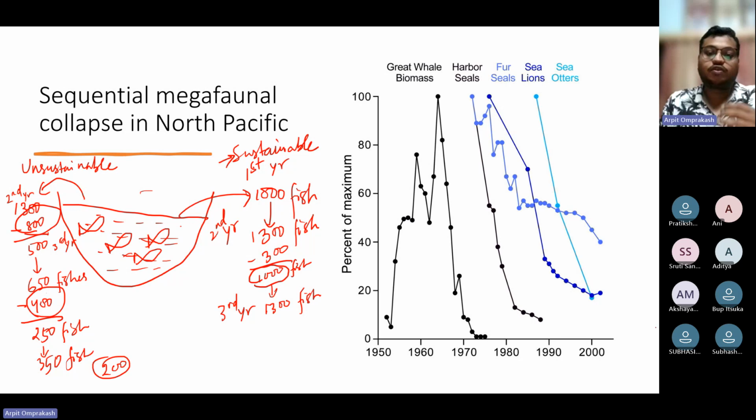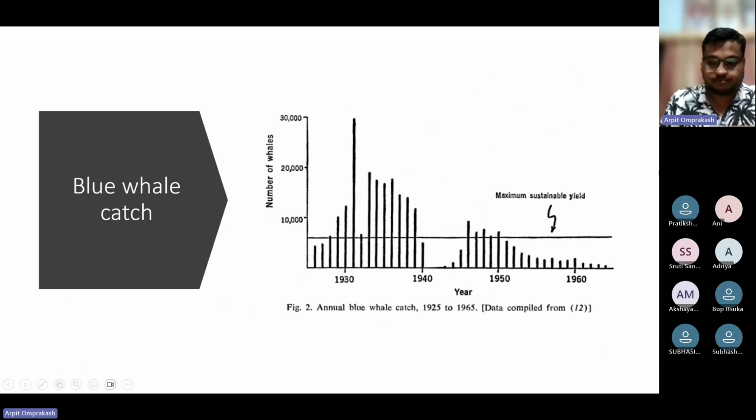So here in the graph, what we see are the different megafauna present in the North Pacific Ocean: the great whales, different kinds of seals, sea lions, and otters. Due to overuse, or exploitation, or basically unsustainable harvest of these, we are seeing a collapse in their population.